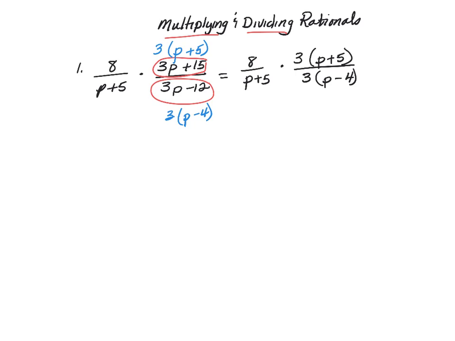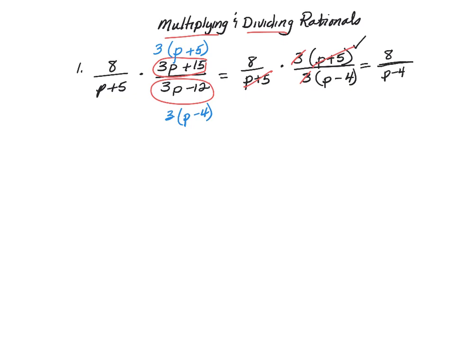All right, so here we are together, everybody, right over here in this portion. Before we move on, we're going to cancel out our common factors. I have a p plus 5 on the bottom and a p plus 5 on the top. That goes away. I have a 3 on the bottom and a 3 on the top. So the only thing that I bring over to the right side of the equal sign now is whatever's not been crossed out. That would be the 8 and the p minus 4.